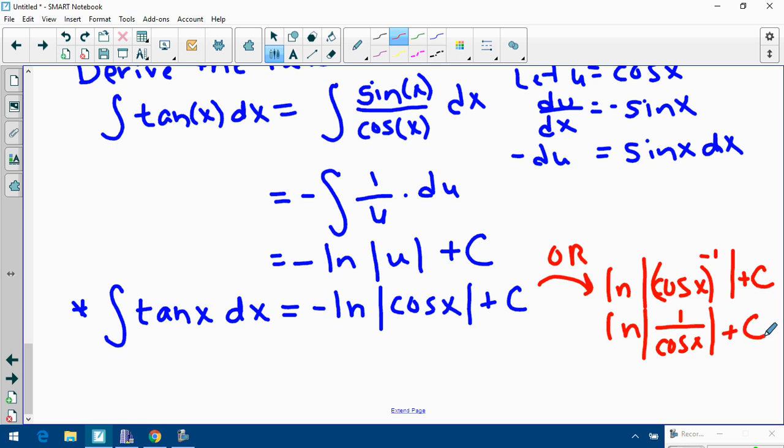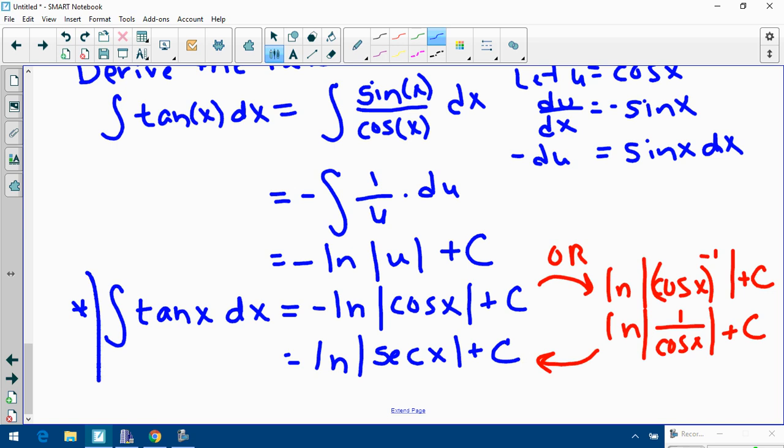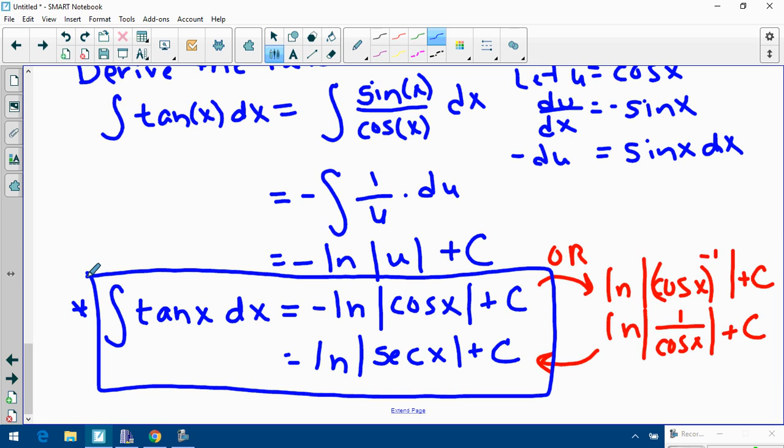So another way to write this would be the positive ln of the absolute value of, what's 1 over cosine? Secant of x plus c. So that is how you would do the integral of tangent. And that's not one that I have memorized. That's one that I probably would derive just like that if I ever needed it.